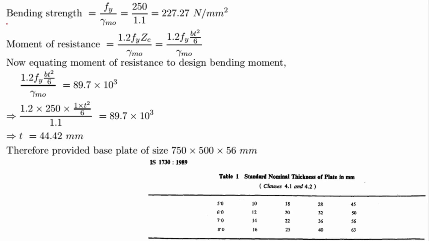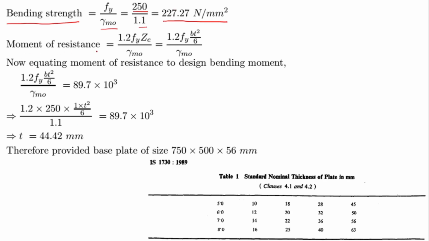Next, bending strength. This is equal to Fy by gamma m naught. Fy is the yield stress, which is 250, gamma m naught is 1.1, and this is taken from table 5 of IS 800. So bending strength is calculated as 227.27 Newton per mm square.